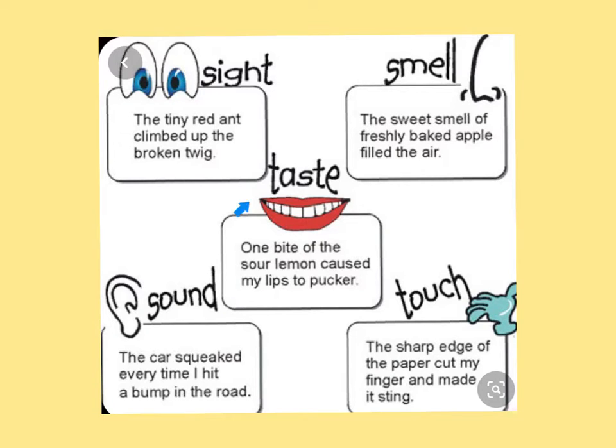The next one is the sense of taste. One bite of the sour lemon caused my lips to pucker. So the imagery here is sour lemon and pucker because we know what that might look like.